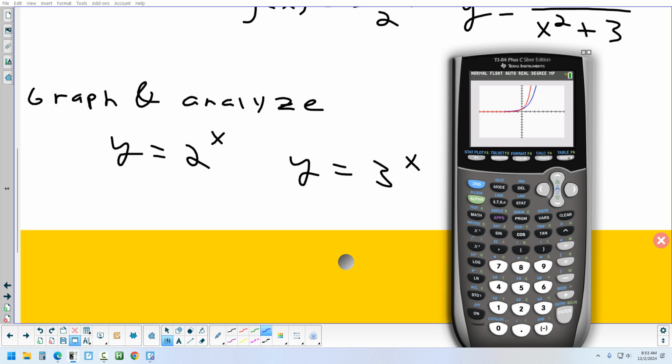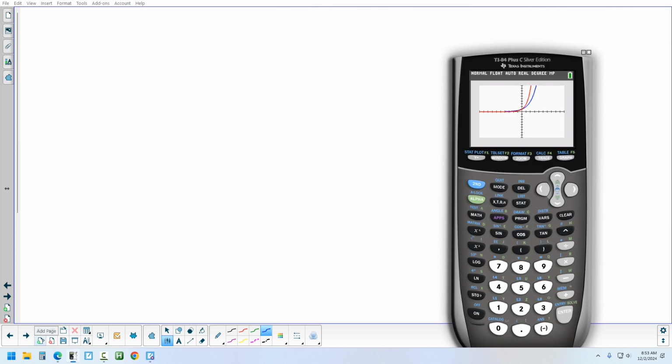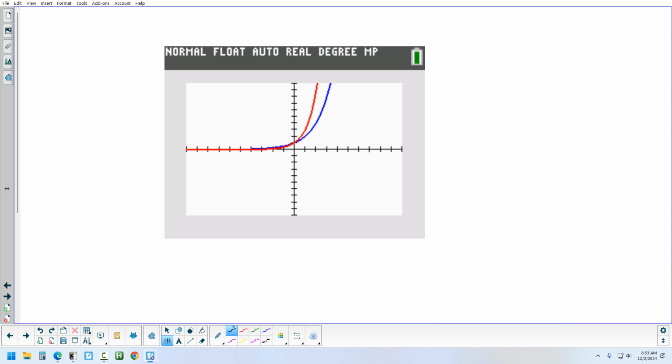Goes up faster. Yeah, it goes up faster, right? The curve is a little bit sharper. And if I did 4 to the x or 5 to the x, that one would curve up even a little bit faster. Okay, the key is it starts to curve up right there. That's where it starts curving up once you get past the y-axis.